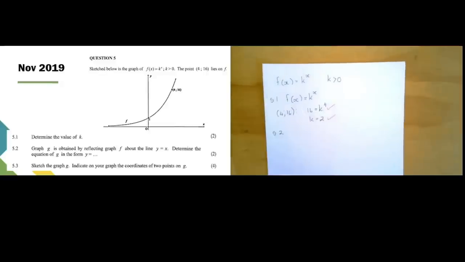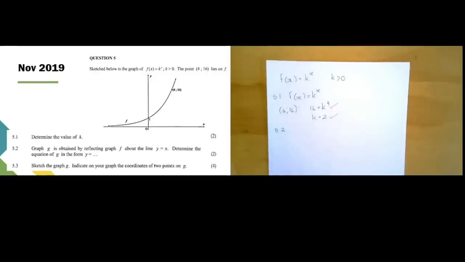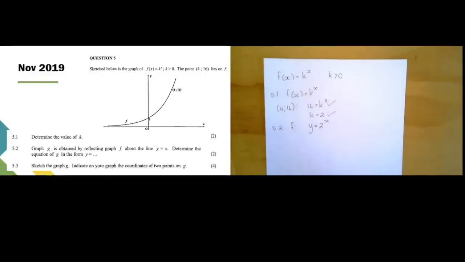5.2. The graph g is obtained by reflecting f about the line y equals x. Remember, a reflection in the line y equals x is the inverse. Determine the equation of g. Okay, so what is the equation of f? We have y equals, what did we work out was k? 2 to the power of x. Now I have to get the equation of the inverse.